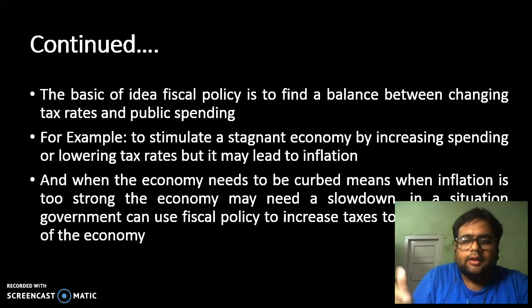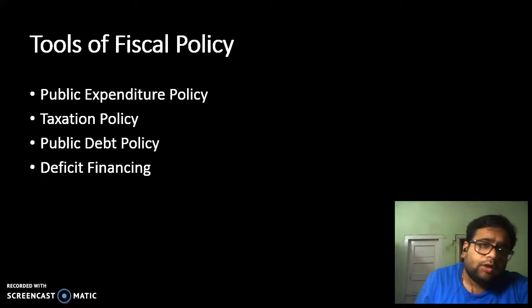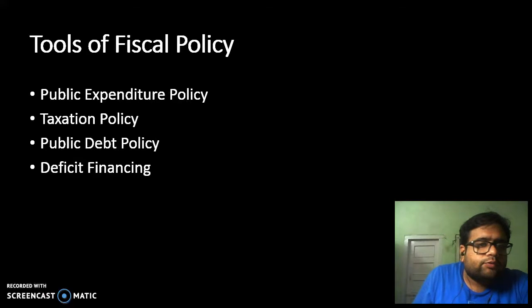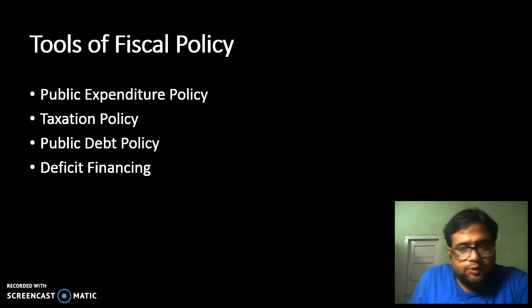So basically, the art is to make a balance between expenditure and income, and that is why fiscal policy is made. These are the basic and important tools of fiscal policy. The first one is public expenditure policy, the second one is taxation policy, then comes public debt policy, and the last but definitely not the least is deficit financing.